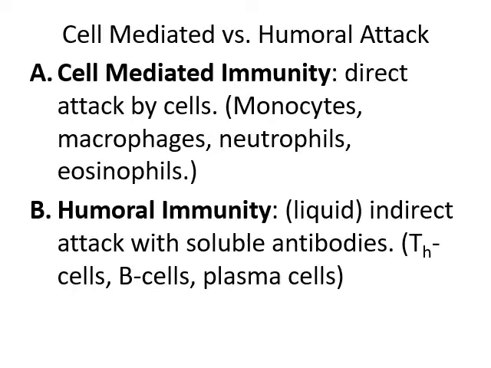All right. There are two types of immune responses to foreign invaders that immunologists like to think about. One is called the cell-mediated immune response. One is called the humoral-mediated immune response. The cell-mediated immune response is where cells like phagocytes directly attack the foreign invader.